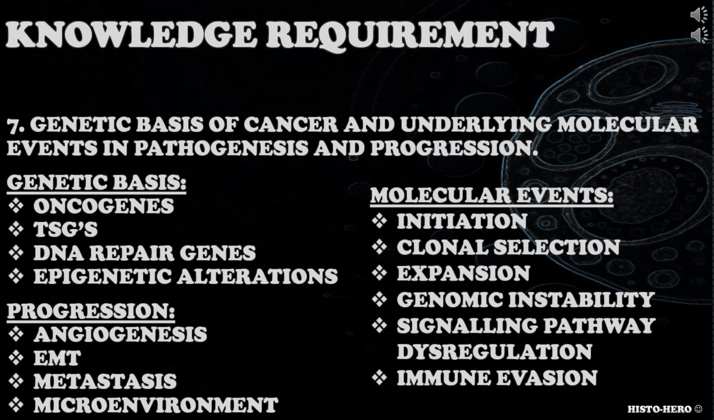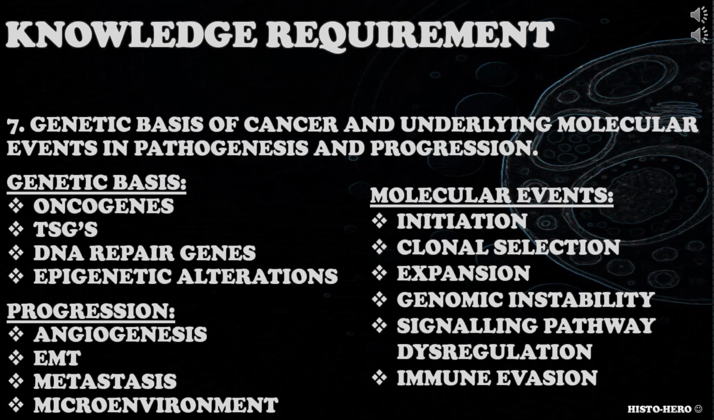The seventh knowledge requirement is genetic basis of cancer and underlying molecular events in pathogenesis and progression. Candidate needs to have the knowledge and understanding about the role of genetics in cancer development and progression. You could ask the candidate to explain the genetic basis of cancer development, to list molecular events that can occur during cancer development, growth and spread, to name genes that can be involved in cancer development and progression.